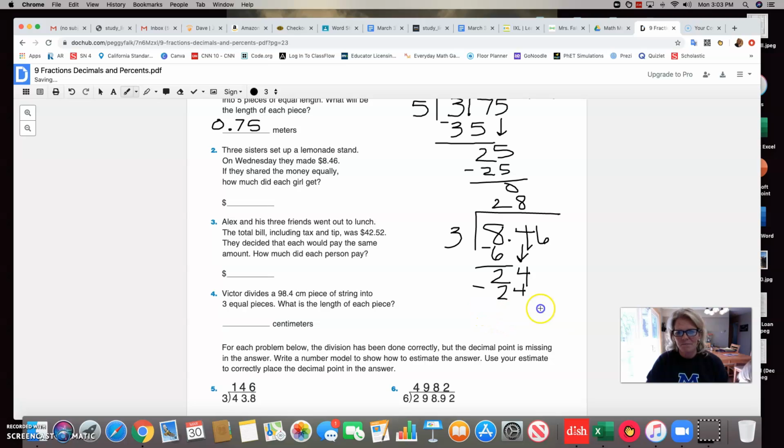I have a 0 remainder, but I still have 1 number to bring down. So 3 goes into 6 exactly 2 times, which is 6. I'm going to subtract. I have a 0 remainder. Now I'm going to pull my decimal straight up into my answer. And each girl got $2.82.